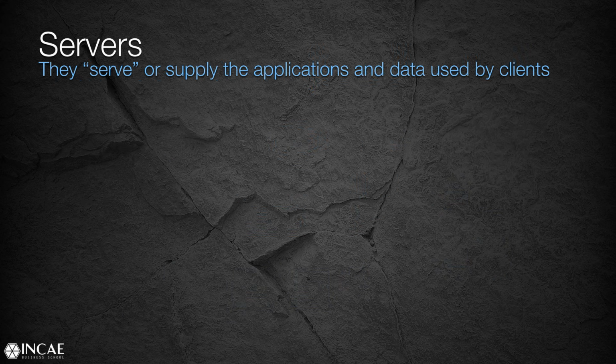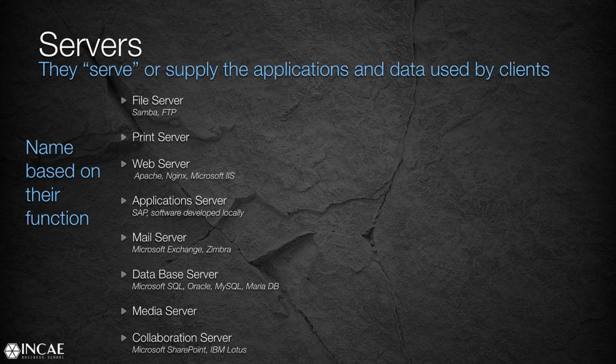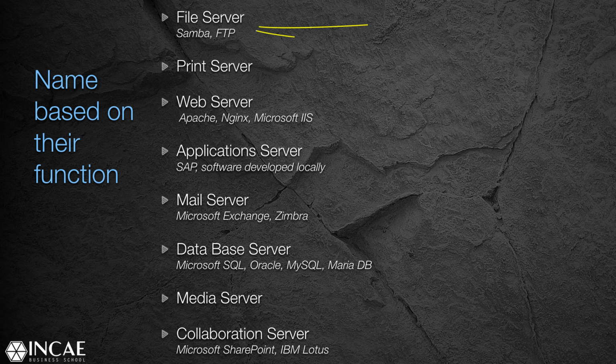A server, we must understand, is nothing more than a computer that serves or supplies the data and applications used by clients. Sometimes we're going to give servers names based on the functions they perform. And in line with this, we might talk about a file server, a server that has as function to share files with potential users. Linux-based Samba servers or more traditional file transfer protocols, FTP protocol servers, would allow us to share files with our users. These, by the way, have been replaced by modern cloud-based systems such as Google Drive or Dropbox.